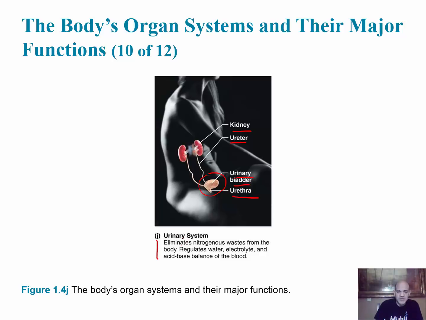The function of the urinary system is to help get rid of nitrogenous wastes, which are produced during metabolism within your cells. The kidneys also help in balancing or regulating water and electrolytes like sodium and potassium, and also help in pH balance, or acid-base balance, in your blood. So they also serve a role in helping to control the pH of your body fluids.